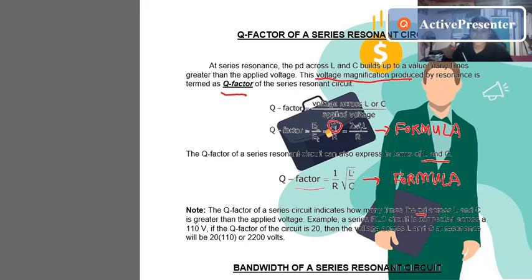Example: a series RLC circuit is connected across 110 volts. If the Q factor of the circuit is 20, then the voltage across L and C at resonance will be 20 multiplied by 110. So our voltage across is 2,200 volts. So the voltage across L and C should be greater than the applied voltage.